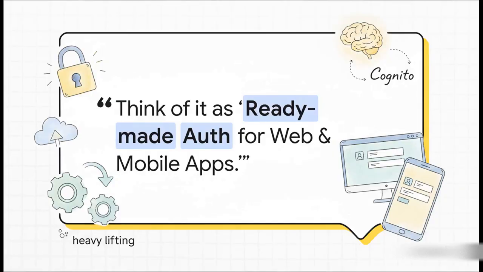You know what? Here's the simplest way to think about it, and if you remember just one thing, make it this. Cognito is basically authentication as a service. It does all the heavy lifting, all the complicated security stuff, so you can get back to what's important, building the cool features that make your app unique.